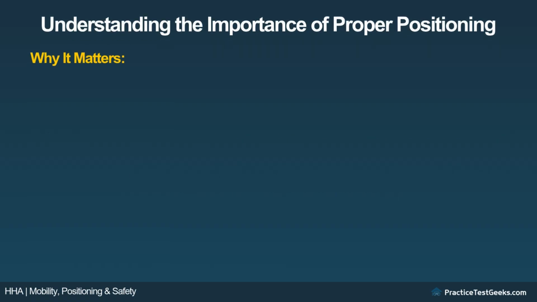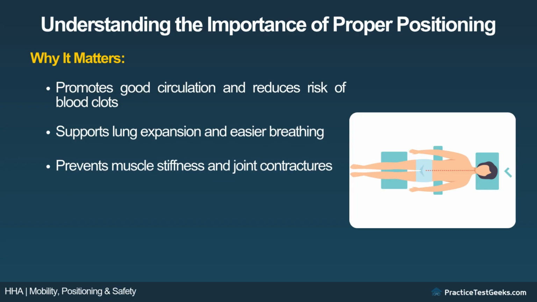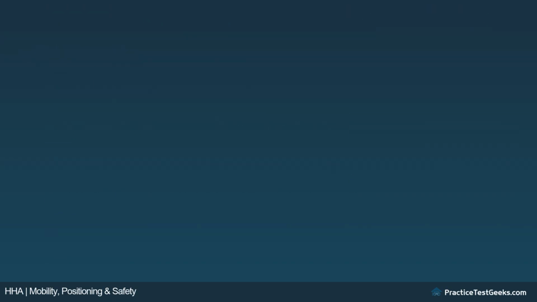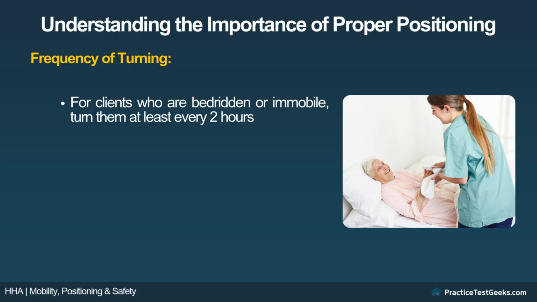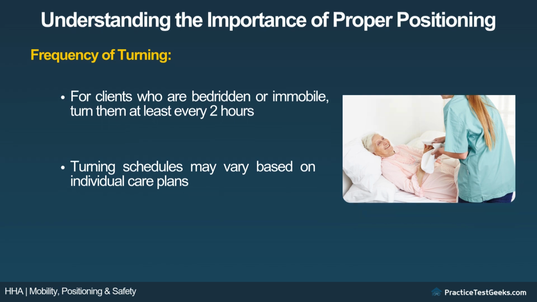Understanding the importance of proper positioning. Why it matters. Promotes good circulation and reduces risk of blood clots. Supports lung expansion and easier breathing. Prevents muscle stiffness and joint contractures. Reduces risk of pressure injuries, bed sores. Enhances digestive and urinary function. Frequency of turning. For clients who are bedridden or immobile, turn them at least every 2 hours. Turning schedules may vary based on individual care plans.